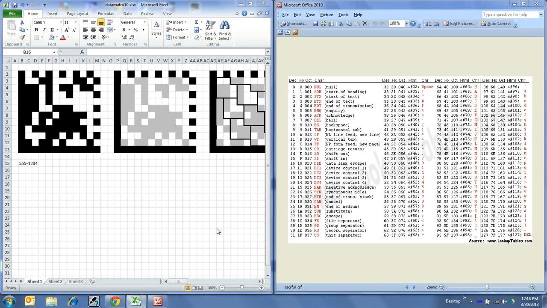Alright, this is the 12 by 12 example of how to decode a data matrix. Here we have a data matrix, and the code is simply 555-1234, as if you were to have a phone number or something. This is the code, and this is the code with the data area in light gray.